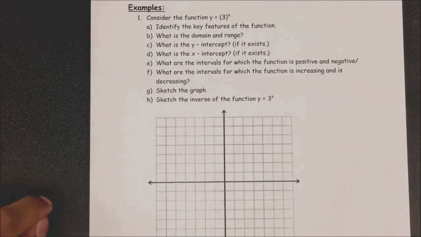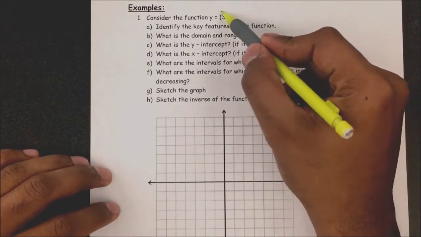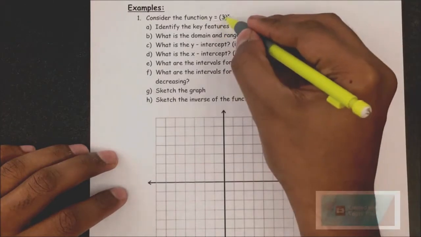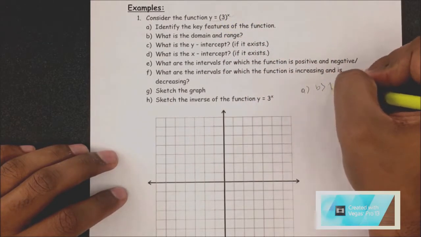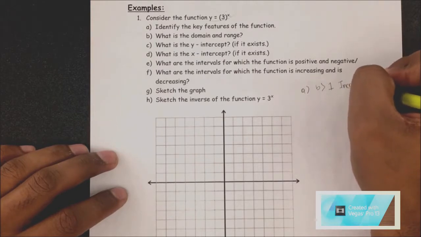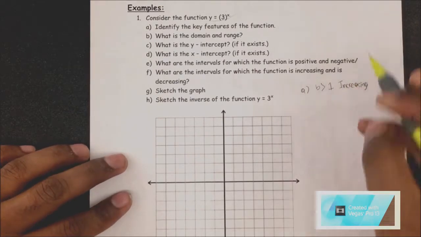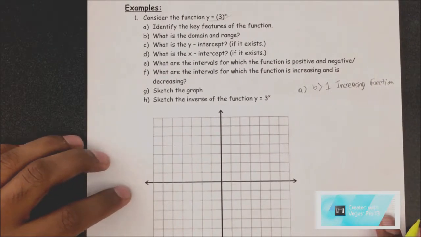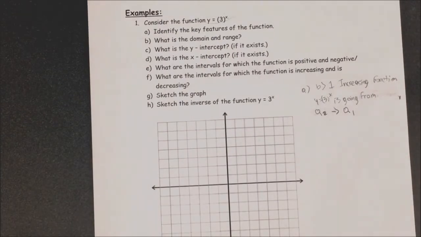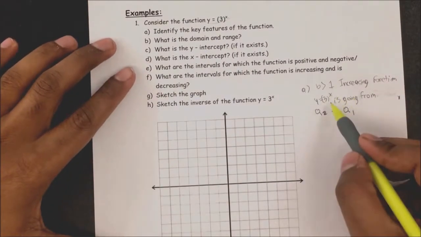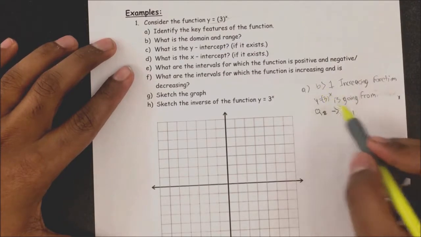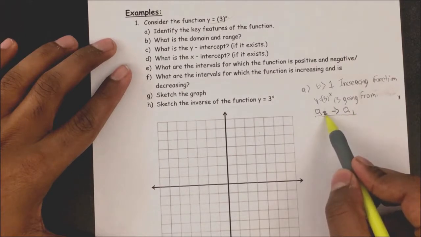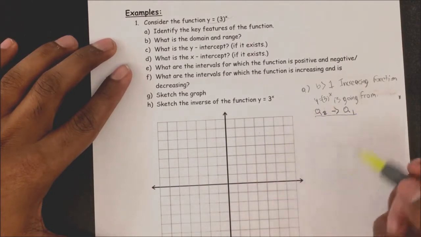All right, so for this example, consider the function y is equal to 3 to the power of x. For the key features, we know that b is greater than 1, right? So if b is greater than 1, then it's an increasing function, as I said before in the lesson. Also, since b is greater than 1, the function is going from quadrant 2 to quadrant 1, where Q2 represents quadrant 2 and Q1 represents quadrant 1.